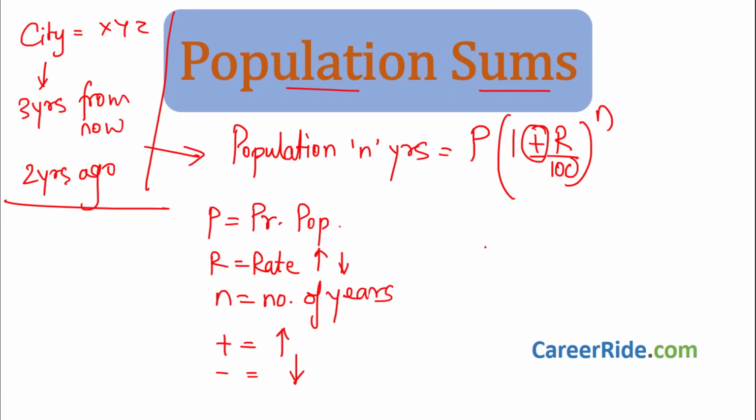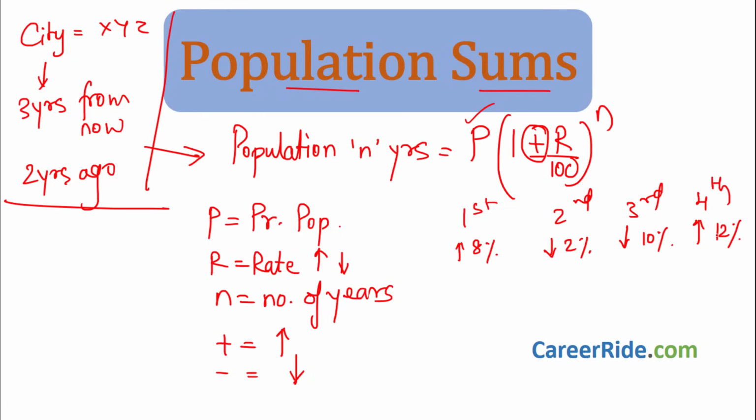So if someone says find the population 3 years from now, if it is increasing at the rate of say 10%, what will you write? The present population, with a plus sign because it is increasing at 10%, R would be 10 divided by 100, raised to n, which is nothing but 3 years. Now if they say in the first year population increases by say 8%, in the second year it decreases by say 2%, third year it decreases by say 10%, and fourth year again it increases by say 12%. So what is the population after the fourth year?